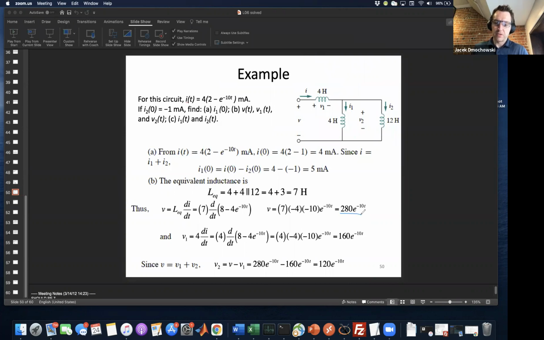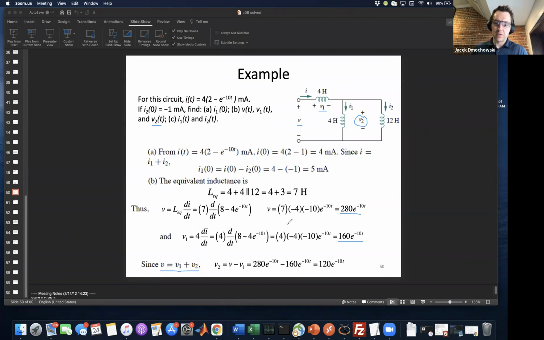So we have 280 times e to the minus 10t for V, and we have 160 times e to the minus 10t for V1, right? And so now we can just use KVL to solve for V2, right? We need an expression for V2 of t. And the way is we just apply KVL around this loop here.